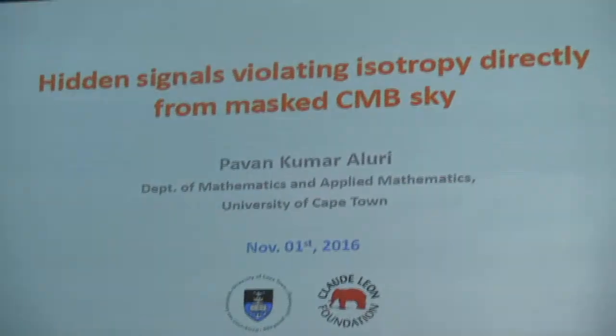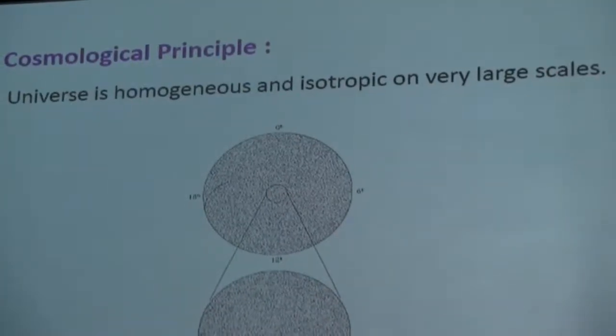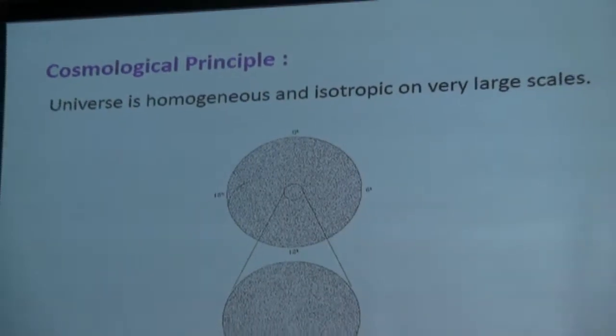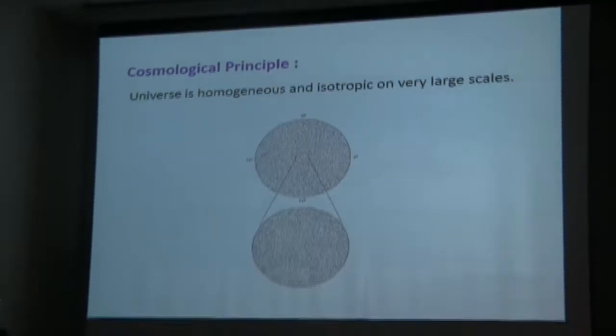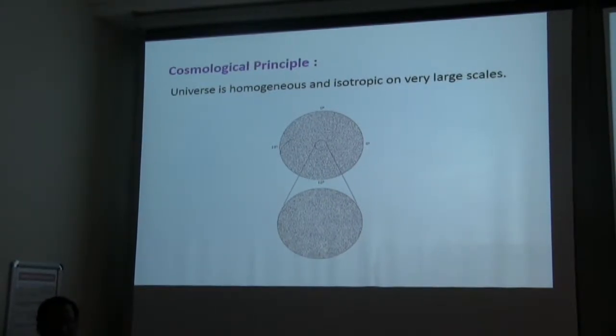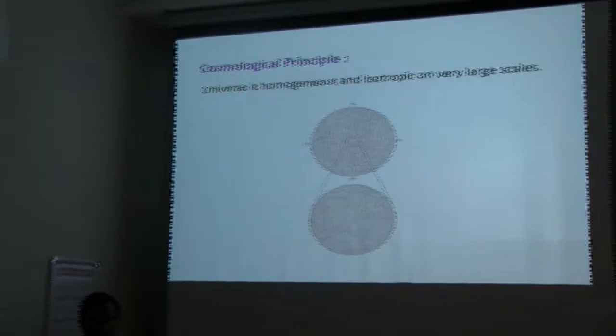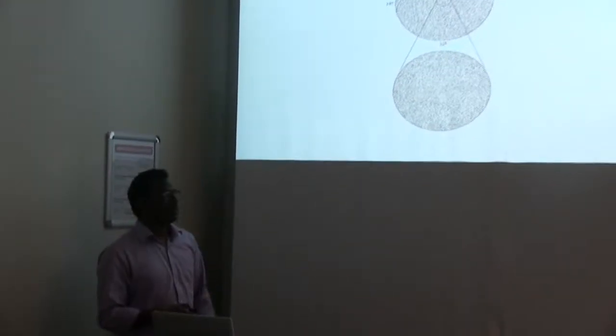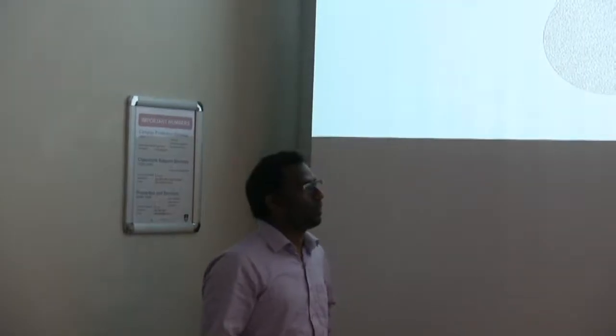So as you all know, the standard model is based on the cosmological principle, which states that the universe is homogeneous and isotropic on large scales. So if there is no preferred direction or preferred horizon for the universe, all observations regarding our universe will be statistically the same, no matter what your vantage point is.